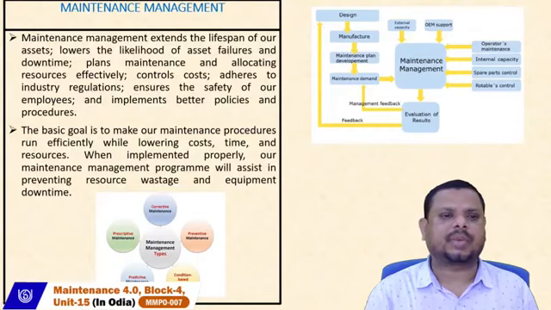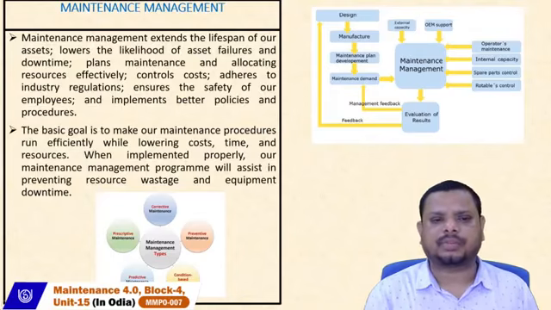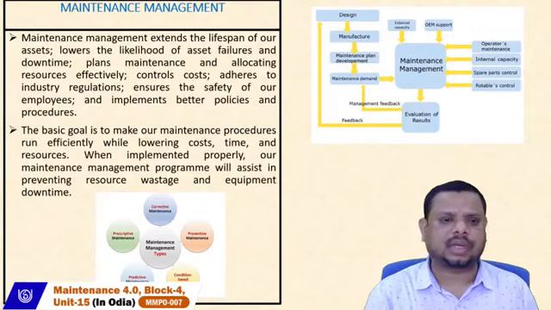The third objective of maintenance management is allocation of resources in the form of man, machine, and material. And the next is proper planning of maintenance so that they can reduce the breakdown times. That is the next objective.